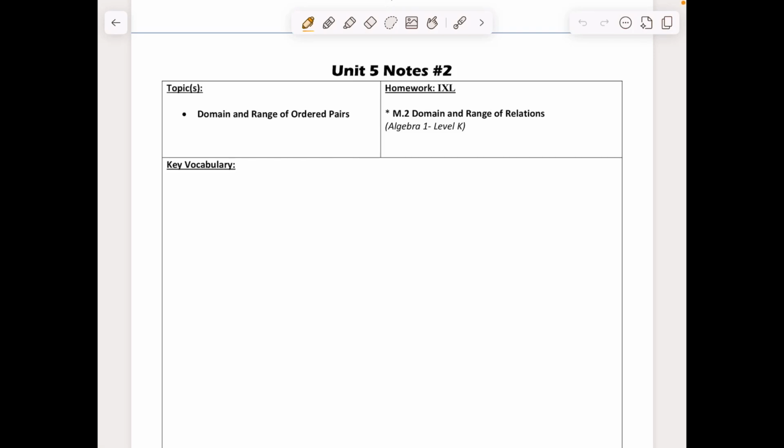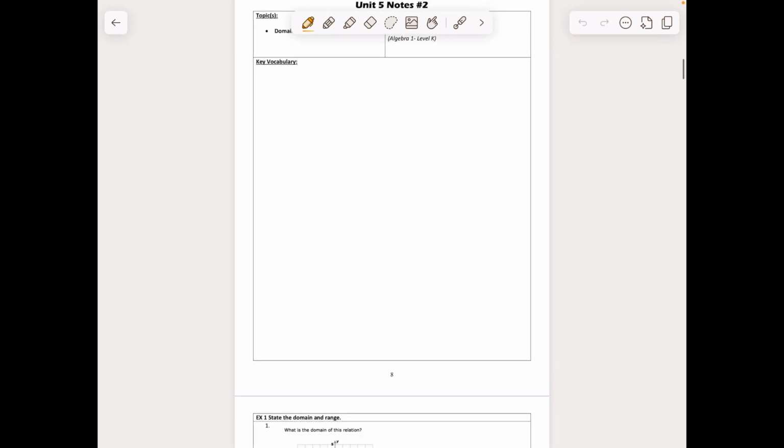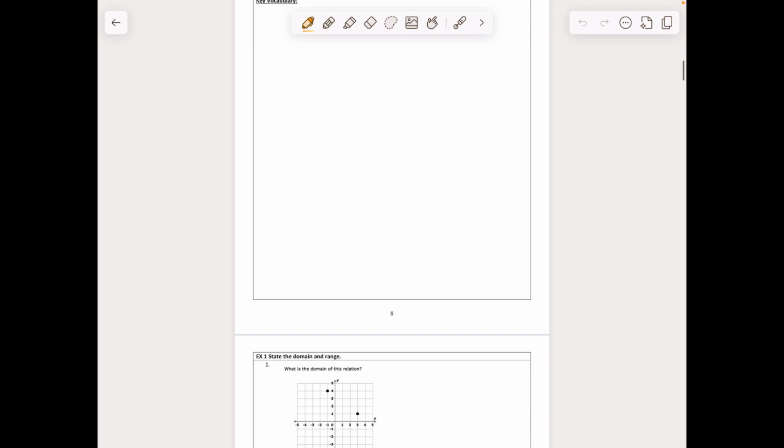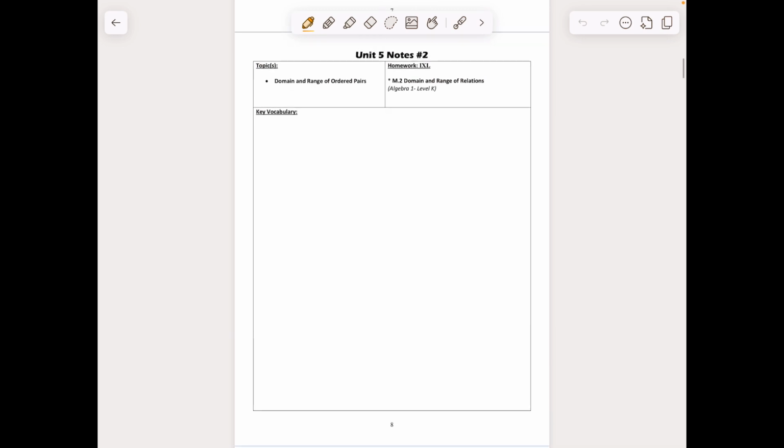All right, hello everybody. So today we are going to be doing notes 2. We're going to be talking about domain and range, which popped up a little bit yesterday. So you should be open right now to page 8 or 9. Really, we're going to start doing a little bit of basic introduction on page 8.